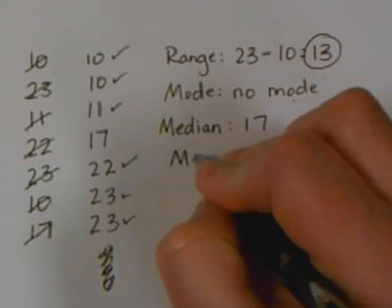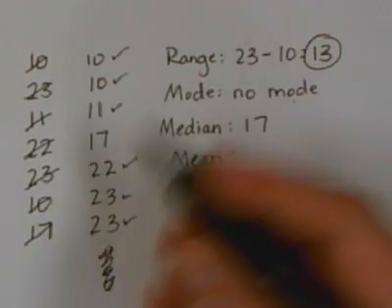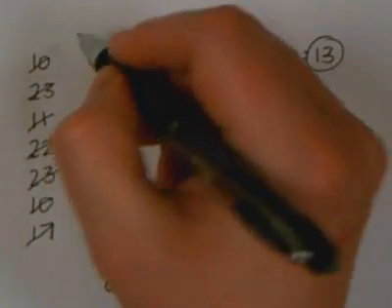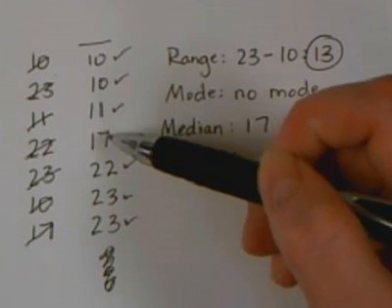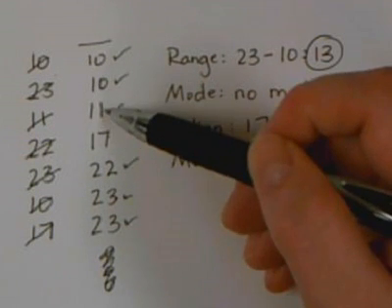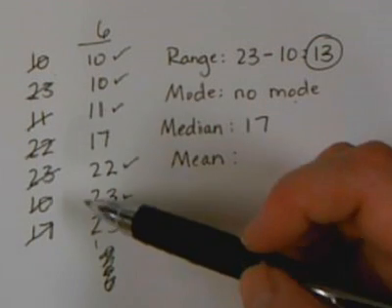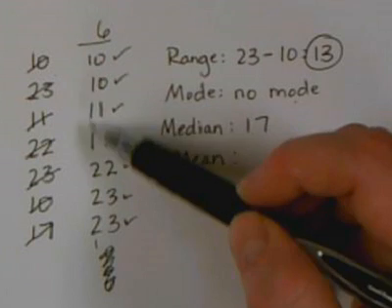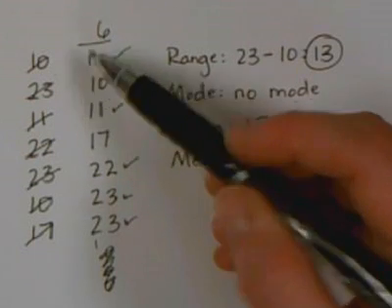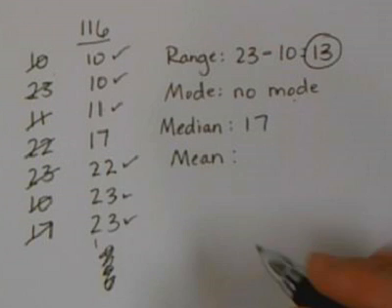Now let's find the mean. To find the mean, we add up all the numbers first. Let's add them up instead. 3 plus 3 is 6, plus 2 is 8, plus 7 is 15, plus 1 is 16. 2 plus 1 is 3, plus 2 is 5, plus 2 is 7, plus 1 is 8, plus 1 is 9, plus 1 is 10, plus 1 is 11. So my total is 116, but we're not finished.